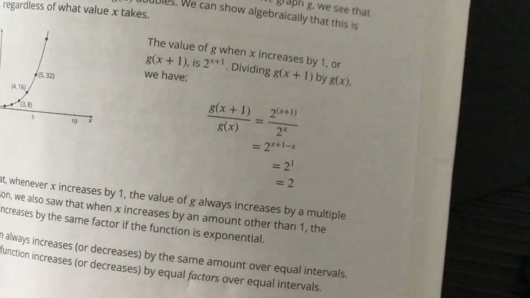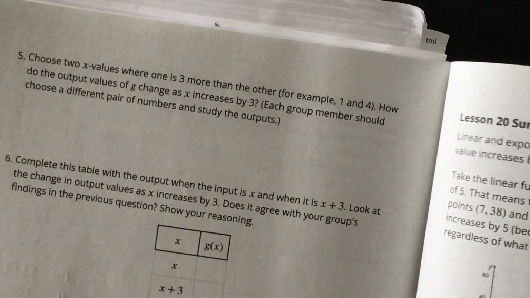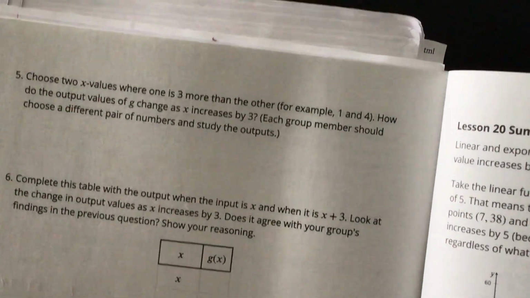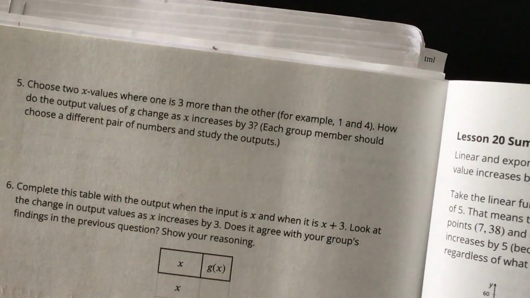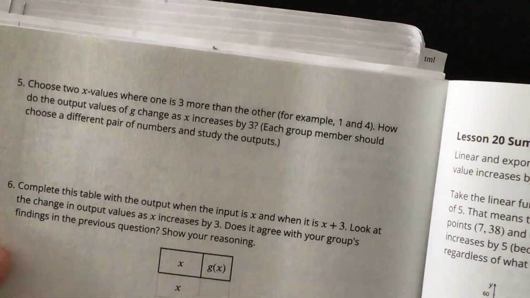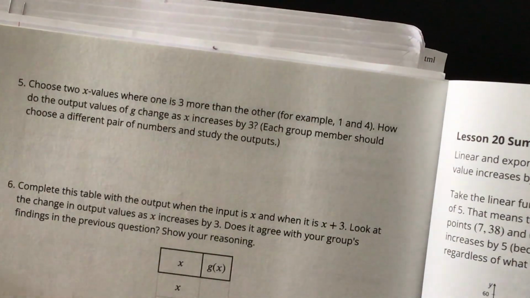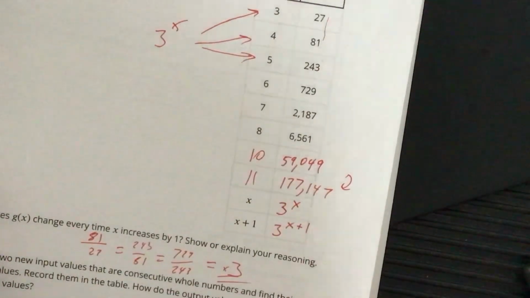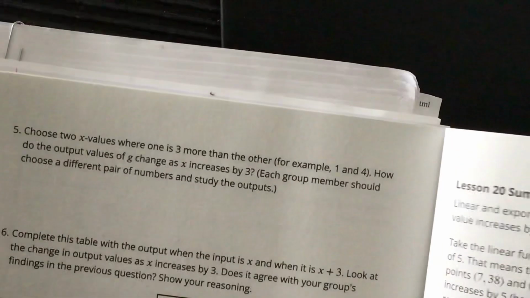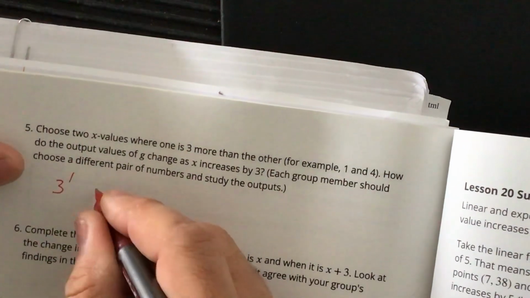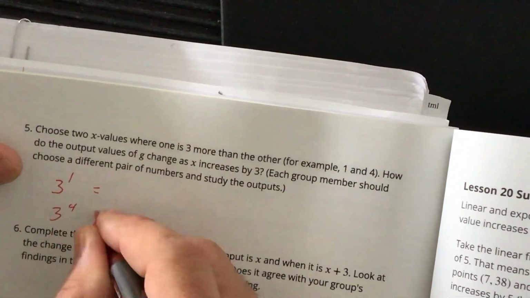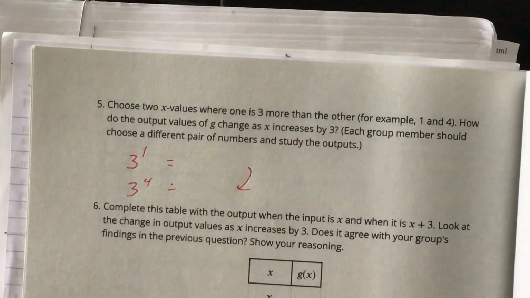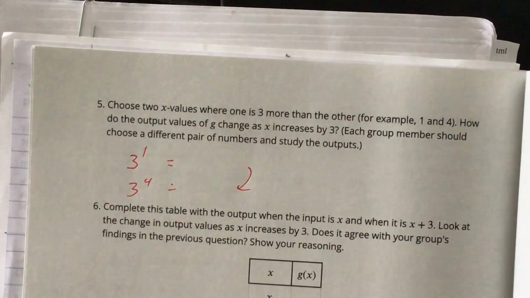Question 5. Choose 2 x values where one is 3 more than the other. For example, 1 and 4. How do the output values change as it increases by 3? So let's check 1 and 4. 3 to the first, 3 to the fourth. How many times bigger do you think that second number will be? Before we actually figure it out.